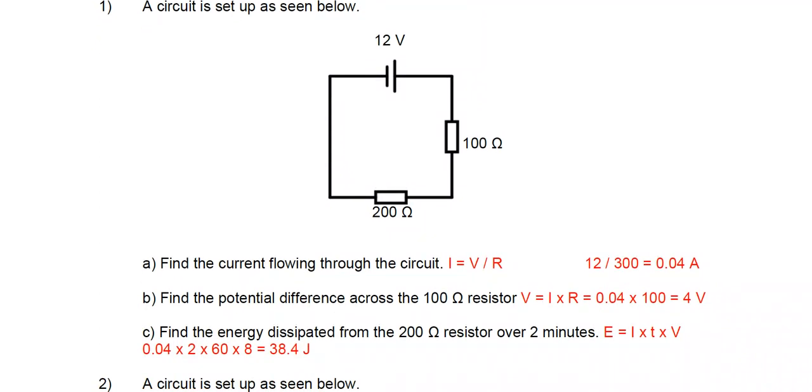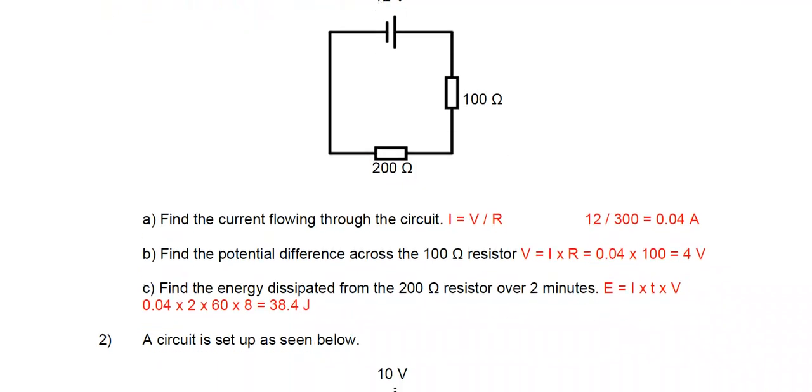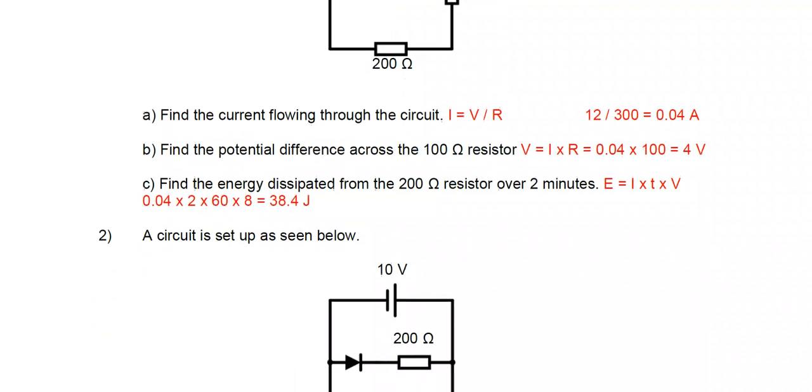Find the energy dissipated from the 200 ohm resistor over 2 minutes. So this is a formula you're meant to know: E equals ITV. We know the current is 0.04 amps, times the time, so it's 2 minutes, but we need that in seconds. So 2 times 60 times 8, and we get 38.4 joules.